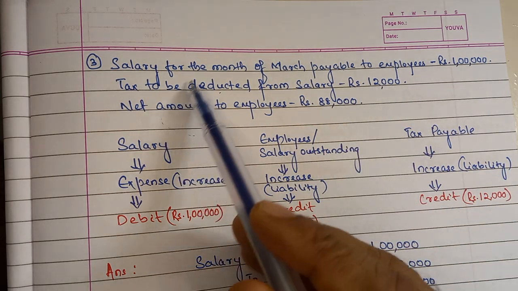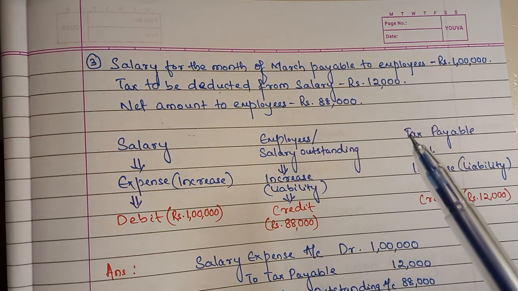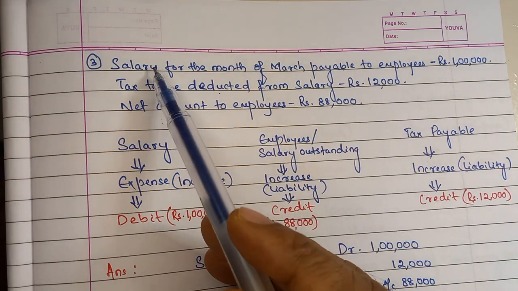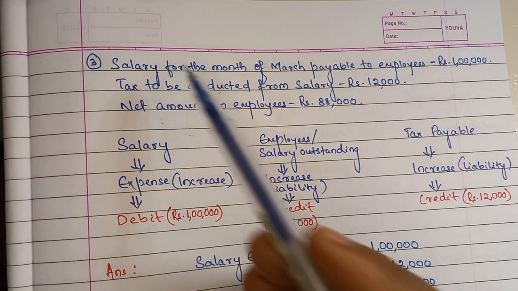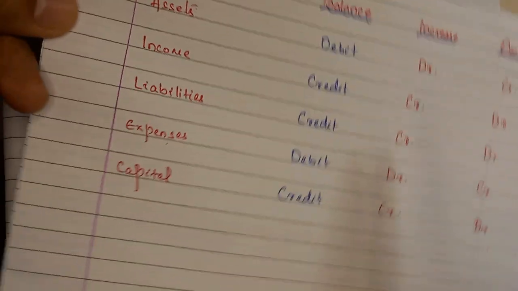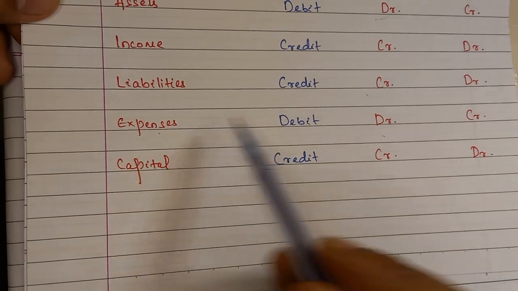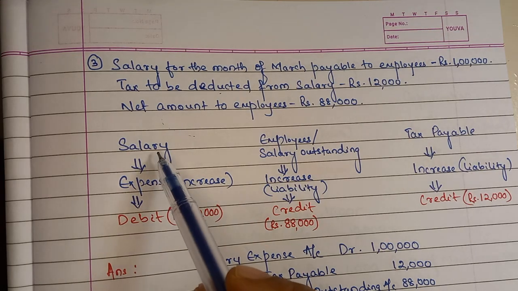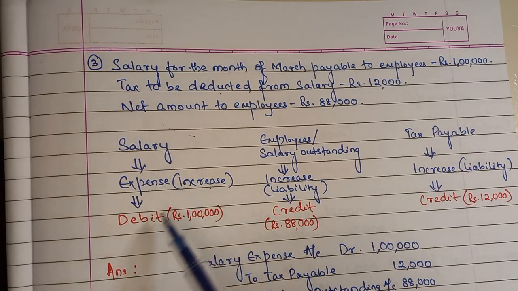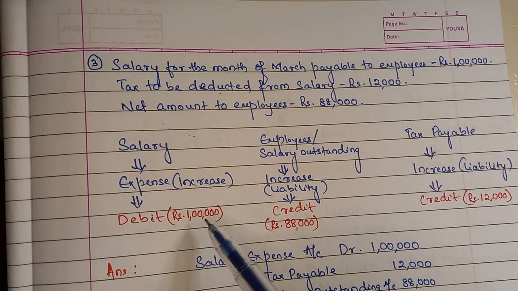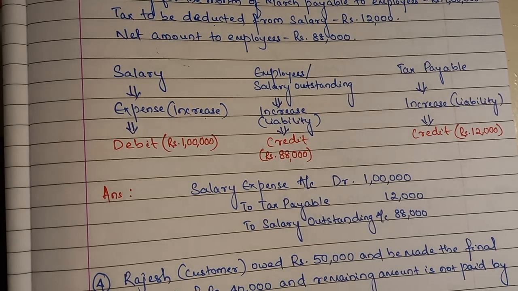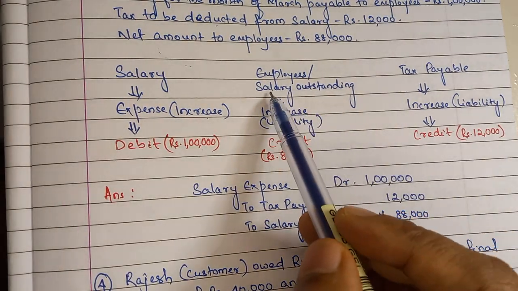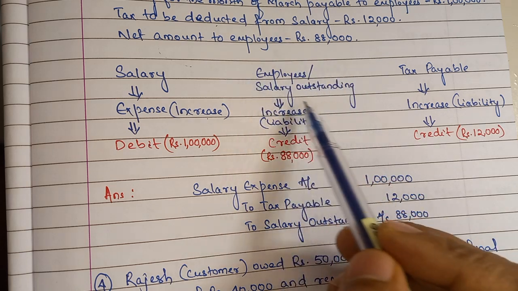So what journal entry are we going to post for this transaction? Okay, so here if you see, salary is a cost or expense for the company or for the business. So any increase in expense, correct, any increase in expense is always debit. So what we are going to do here: salary expense increase, debit. Debit by what amount? 1 lakh rupees. That is the expense for the company, right? Now, what amount am I going to show payable to employees?